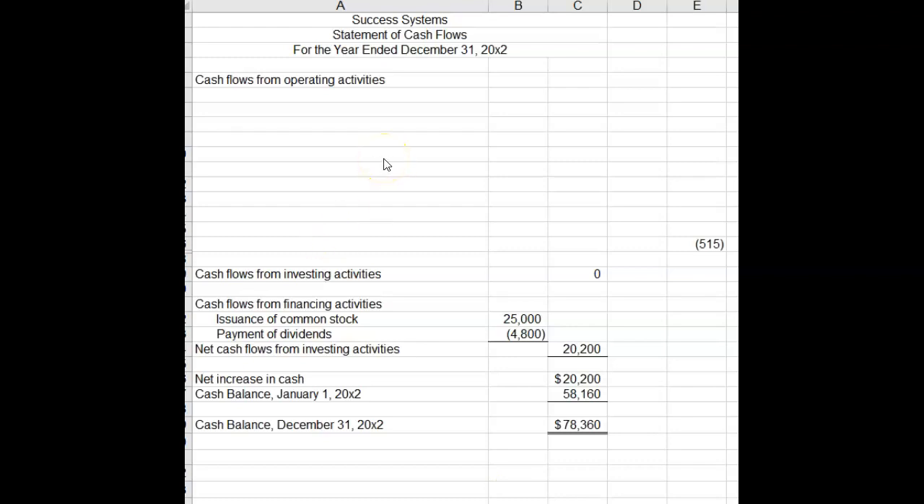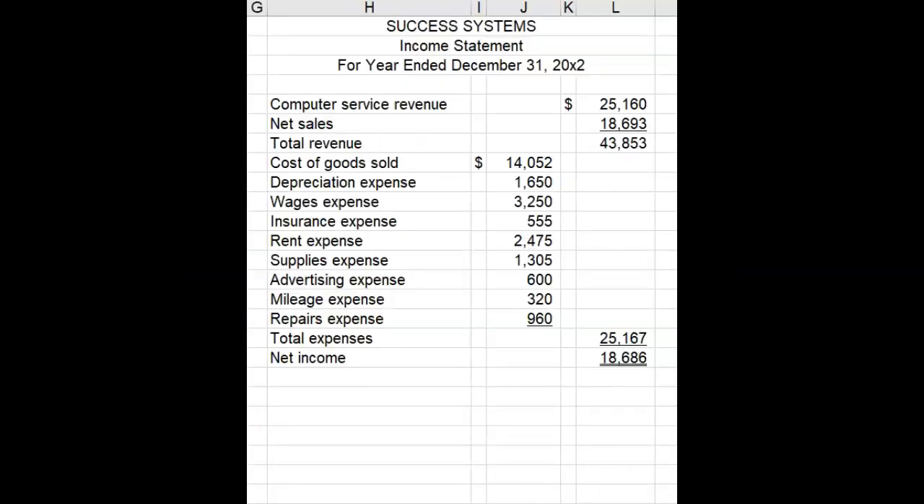Okay, let's get started. The operating section of a statement of cash flows prepared using the indirect method always begins with the company's net income or net loss. Looking at the income statement for Success Systems, we see that they had net income of $18,686 for the year ended December 31st, 20X2.